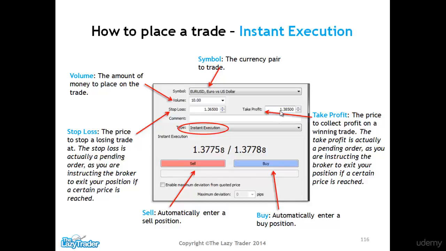And of course, on the flip side, we have a take profit price as well. So if the market does hurtle in our direction, we can automatically get out of the market, having taken a nice chunky profit without having to worry about our trade. We're just there, we've taken our profit and we're out of the market now.